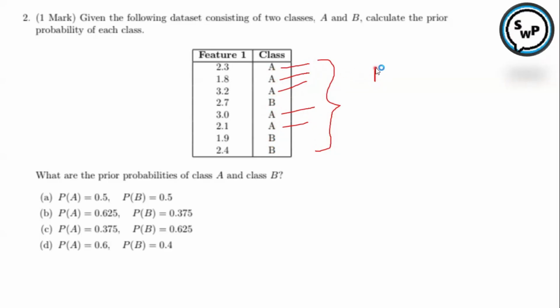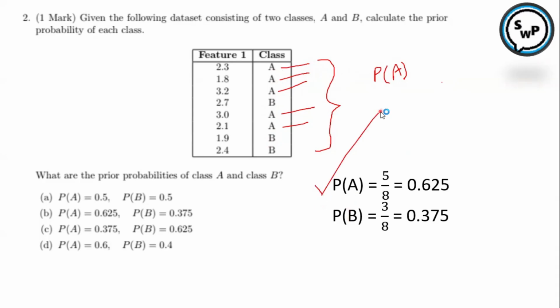So that means the probability of A, that is P(A), will be 5 by 8. Okay. That means the number of A class over the total number of classes. And the probability of B class will be 3 by 8. Why? Because there are 3 B classes and the total number of classes is 8. So 5 by 8 is P(A) and 3 by 8 is P(B), which is equal to 0.625 and 0.375. So option B will be the answer of question number 5.